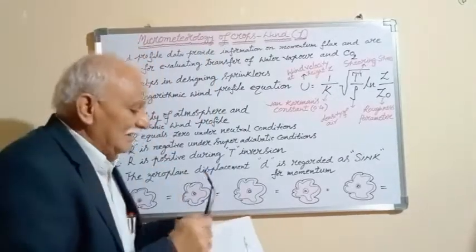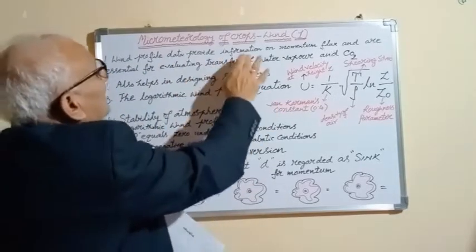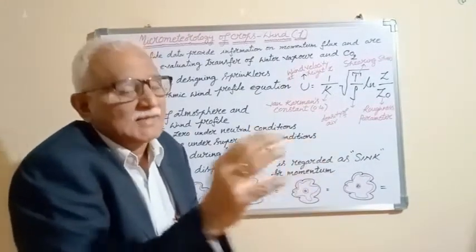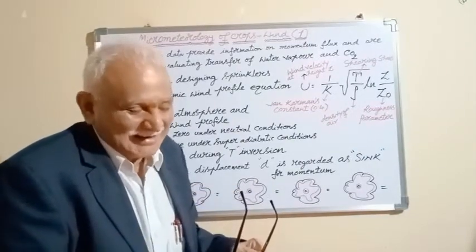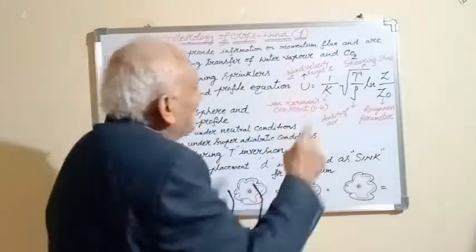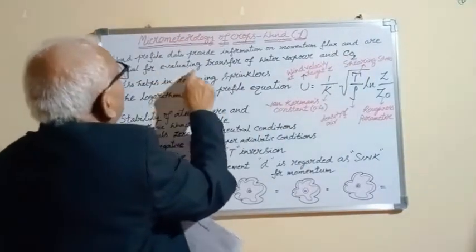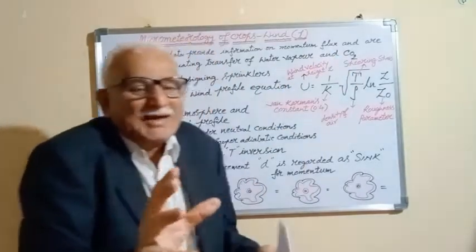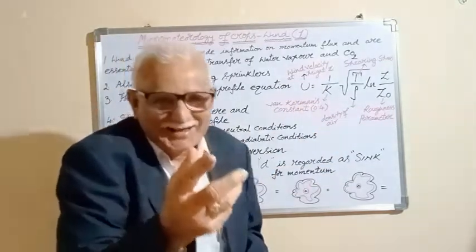Now see here the wind profile, that means the wind structure data, provides information on momentum flux. As I said, Newton's law of viscosity, Fourier's law of thermal conductivity, Fick's law of diffusion, they are the momentum flux I explained in detail. Now, momentum flux means flow, right? These are essential for evaluating the transfer of water vapor and CO2. Wind profile determines the transfer of water vapor and carbon dioxide.